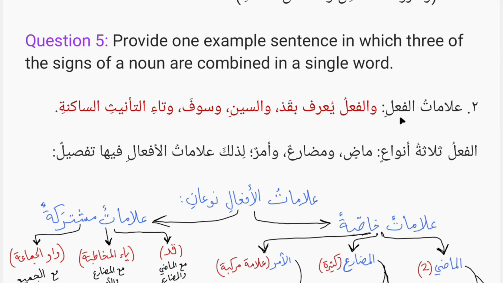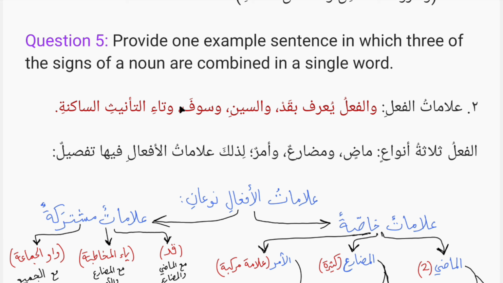Secondly, علامات الفعل, the signs of the fi'l. How do we distinguish that a word is a fi'l? The author says والفعل يعرف بقد والسين وسوف وتاء التأنيث الساكنة. He mentions that the fi'l is identified by one of these four signs which he has mentioned: قد, سين, سوف, تاء التأنيث الساكنة.